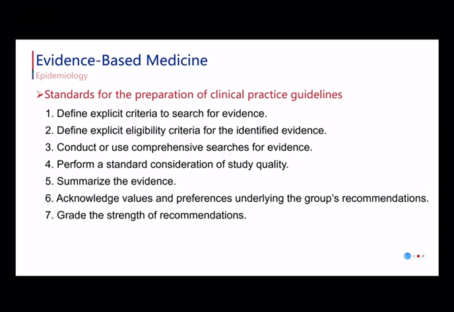Over the past few years, several groups have suggested standards for the preparation of clinical practice guidelines. A high-quality clinical practice guideline should consider the following steps, which include a systematic review of the literature. 1. Define explicit criteria to search for evidence. 2. Define explicit eligibility criteria for the identified evidence.